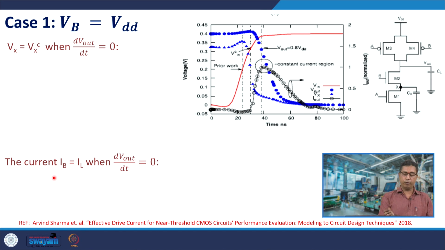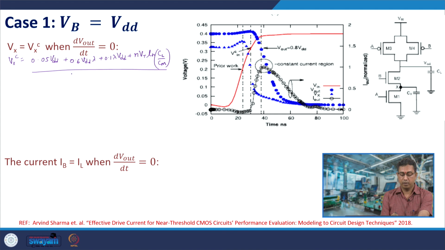We have obtained the value of Vx, and Vxc is coming out to be 0.05 VDD plus 0.6 VDD into lambda plus 0.1 lambda VDD plus NVT CL by CM divided by 1 plus lambda plus gamma.